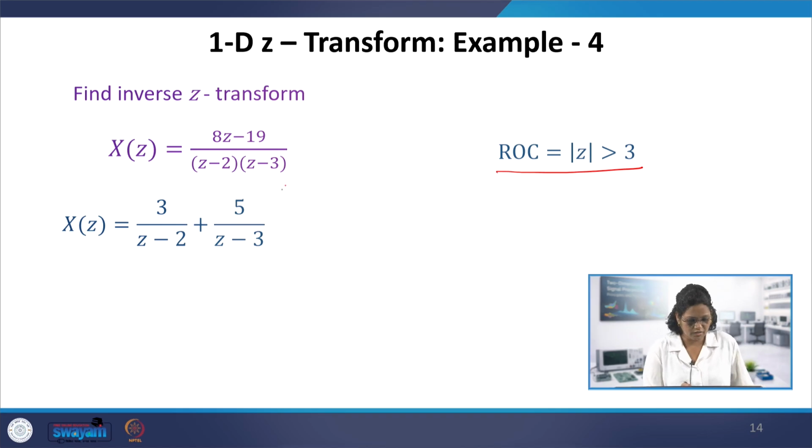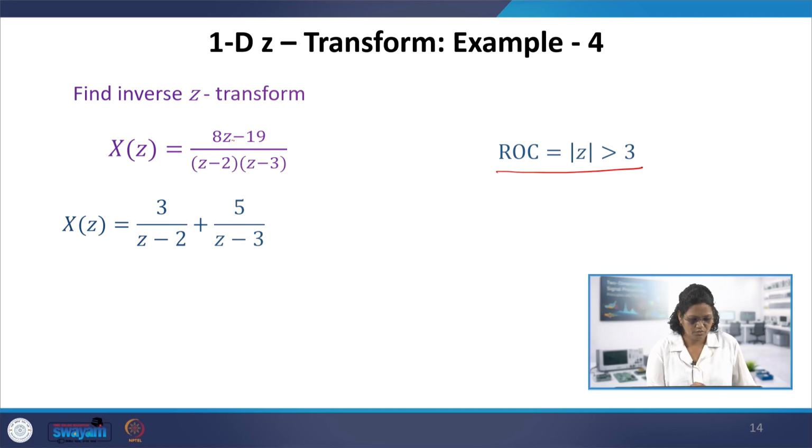Otherwise, you cannot get this x of n for this particular Z transform. So, whenever there is an inverse Z transform problem, we need to know what the ROC is for which it was obtained. Here the ROC is given as Z greater than 3. For this, what is the x of n? That is the case of inverse Z transform.